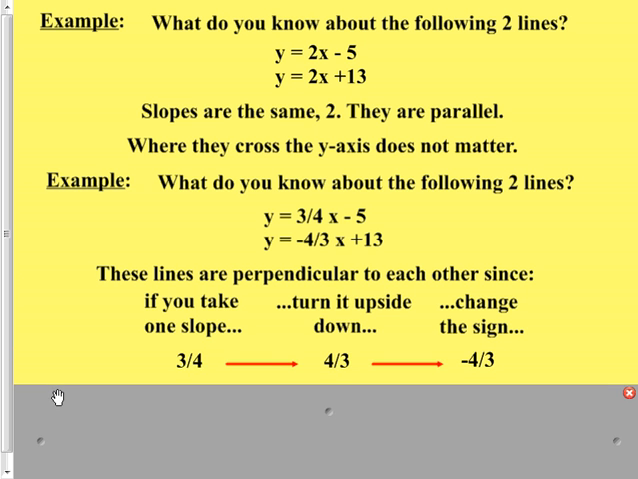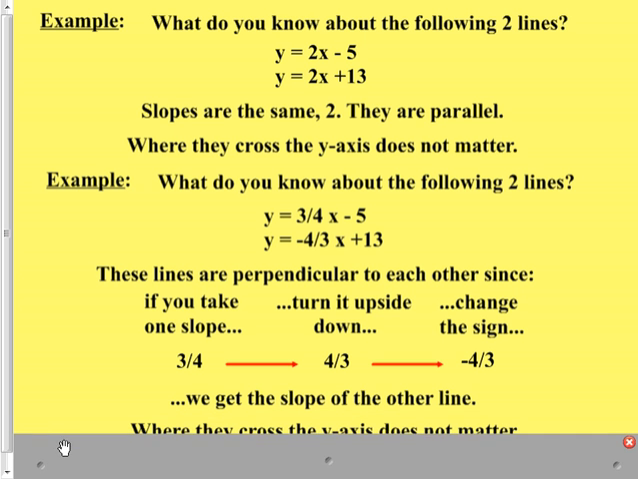So let's take a look here. I took the 3/4, the slope from the first line, turned it upside down, did the reciprocal. That gave me 4/3. Changed the sign from positive to negative. That gave us negative 4/3. Is that the slope from the other line? Very clearly, yes it is.